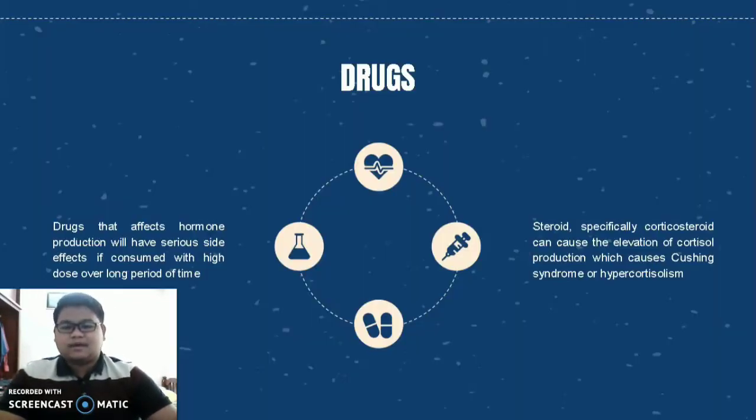Next, the type of drugs that can affect the adrenal gland are drugs that affect hormone production, because these drugs, if taken in overdose for a long period of time, will have serious side effects. Steroids, specifically corticosteroids, can cause elevated cortisol production, which causes Cushing syndrome or hypercortisolism.